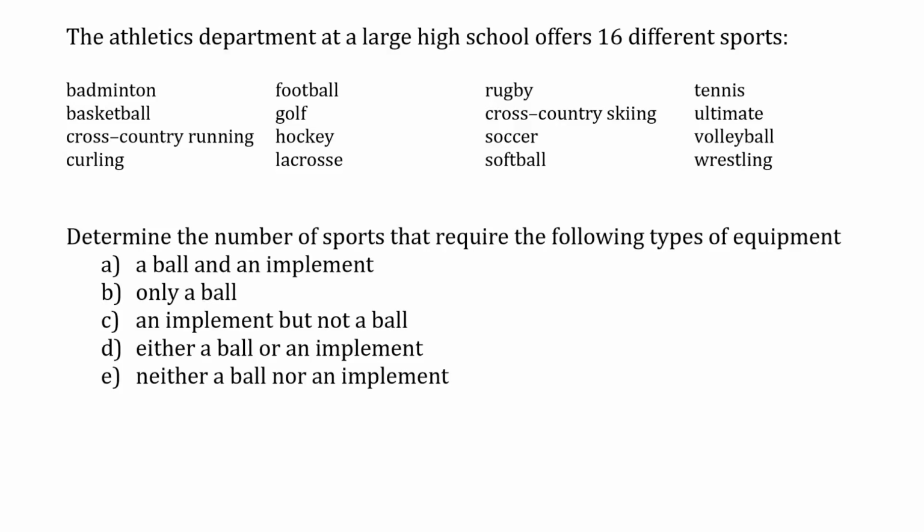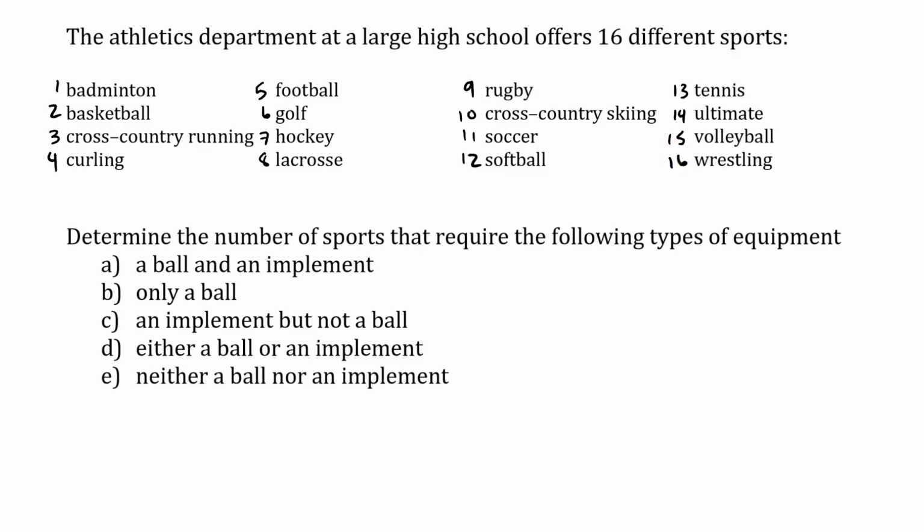Example number 3. The athletics department in a large high school offers 16 different sports. Just to make this easy, I'm going to number them all. So badminton is 1, basketball 2, cross-country running is 3, curling is 4, football is 5, golf is 6, hockey is 7, lacrosse is 8, rugby is 9, cross-country skiing is 10, soccer is 11, softball is 12, tennis is 13, ultimate is 14, volleyball is 15, and wrestling is 16.